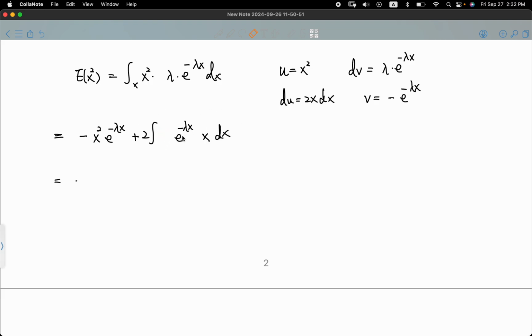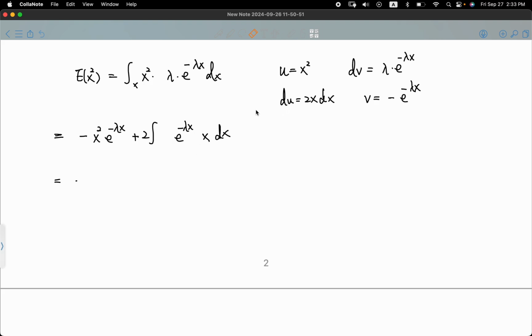So does this remind you of something? Am I missing something? So we need v du. Okay, so this is not yet what we have seen earlier.